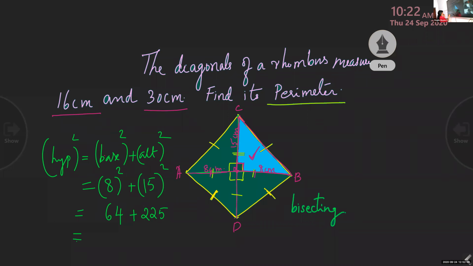289. 289 is what? Hypotenuse square. So what is the hypotenuse? We want to find the root of 289. What is the root of 289?